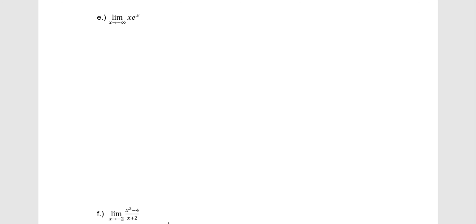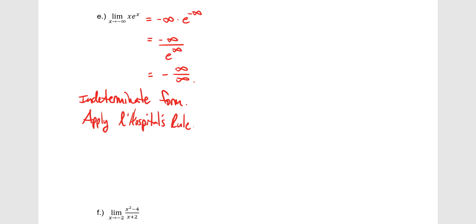Okay, 2 more examples. We have the limit of x times e to the x as x approaches negative infinity. We attempt to do direct substitution. Negative infinity times e to the negative infinity. We did this one, I believe also, which is negative infinity over e to the positive infinity, which is negative infinity over infinity. So we go ahead and apply L'Hopital's rule to this original limit.